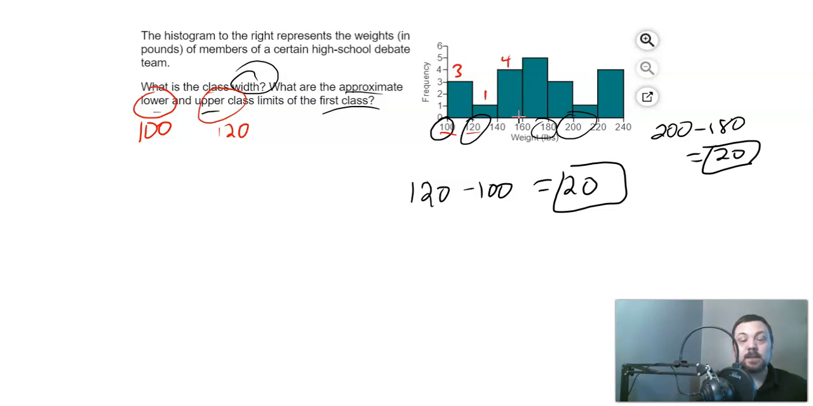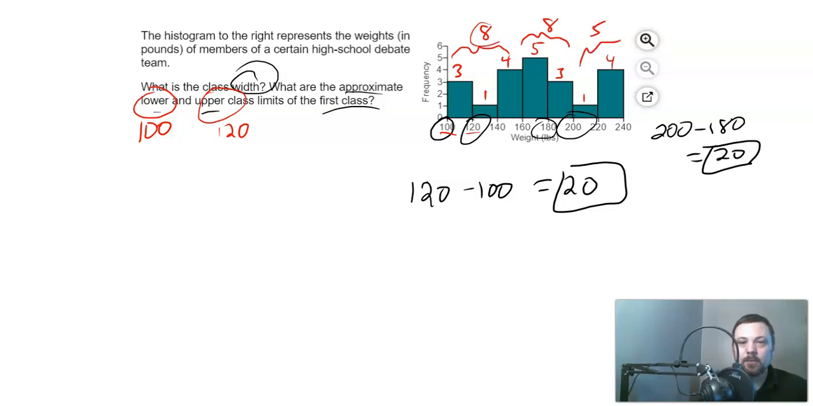So 4 students that weighed between 140 and 160, 5 students that weigh between 160 and 180, 3 here, 1 here, and 4 here. So what's the total number of students on the debate team altogether? You would add up all these frequencies to get the total number of data values, which would represent the total number of students on the debate team. All right, so we have, this would be altogether here 8. This is also 8, and this is 5.